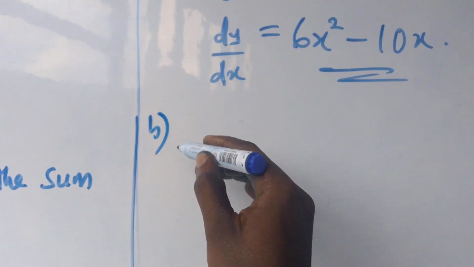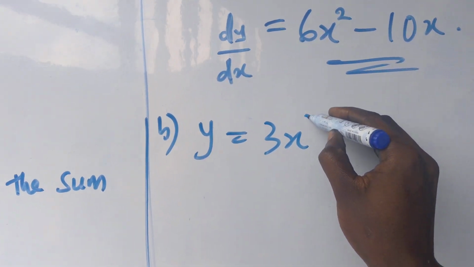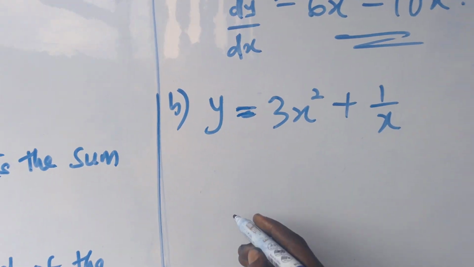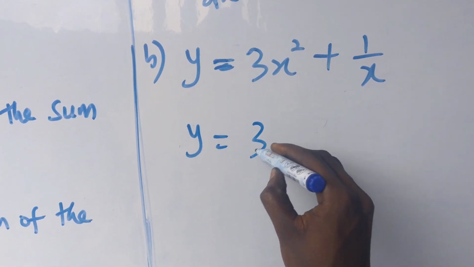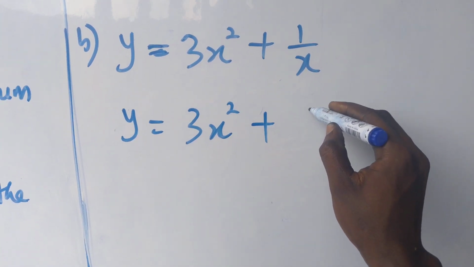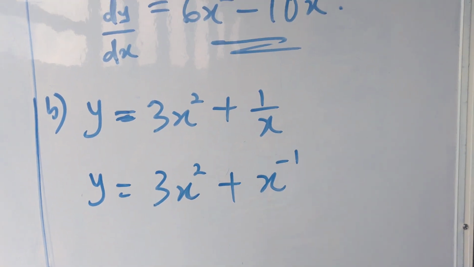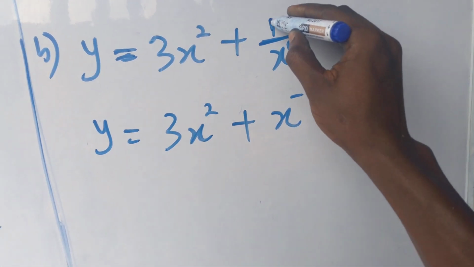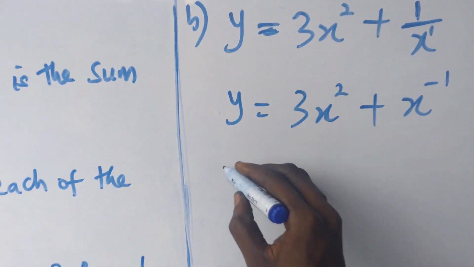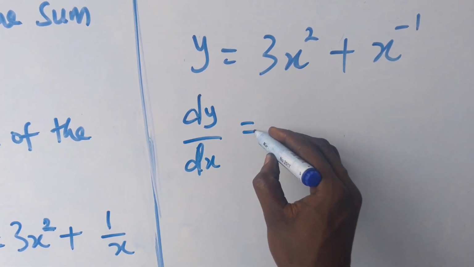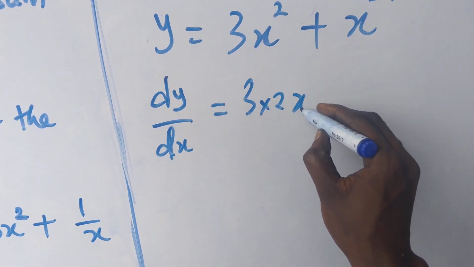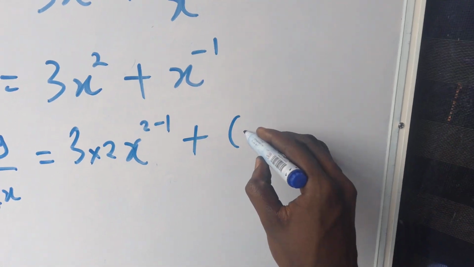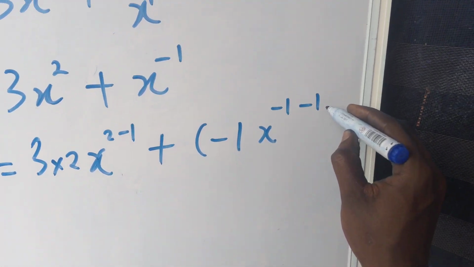Let's look at the next one. B, I'm having that y is equal to 3x squared plus 1 over x. If I differentiate this now, first you know that y is equal to 3x squared plus x raised to power minus 1, because this x has a power of 1. And this 1 over x, which is the reciprocal, is minus. So dy dx will be equal to 3 times 2 x raised to power 2 minus 1, plus, if I bring that minus 1, x raised to power minus 1 minus 1.